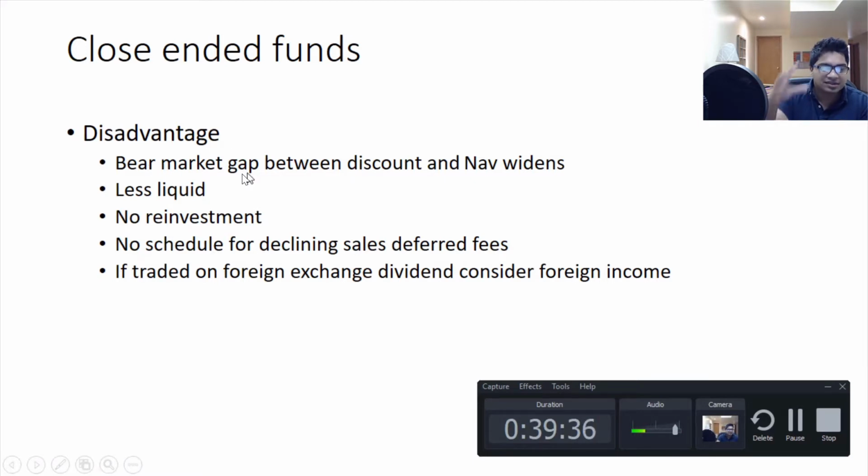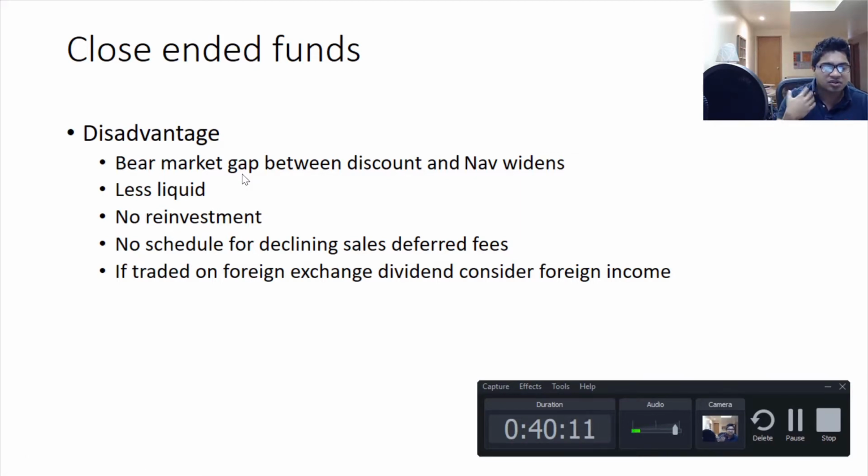Disadvantages: in a bear market, as I have discussed, they generally trade at a discount to their NAV when they trade on an exchange, but this discount generally amplifies when there is a bear market. They are less liquid. Even though they are traded on stock exchanges, the liquidity is quite low.